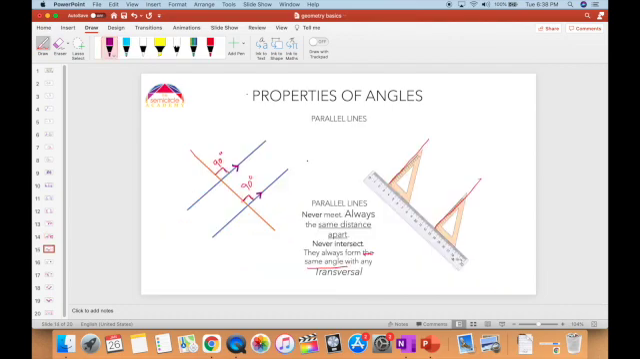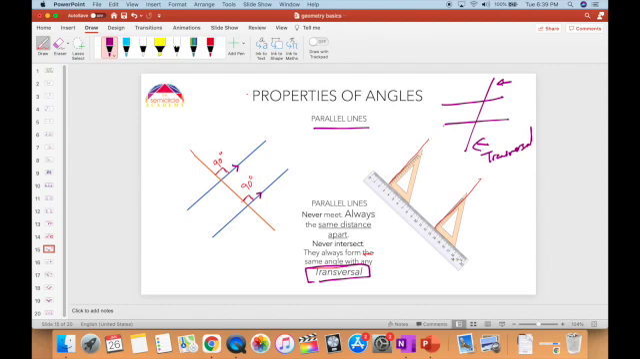We're continuing with the properties of angles, and we're talking about parallel lines. Parallel lines never meet. They are always the same distance apart. They never intersect. They always form the same angle with any transversal. A transversal is a line that cuts two parallel lines. So if I have two parallel lines like this, and I just draw any line like that, it doesn't matter. This line is called a transversal. It cuts two parallel lines.